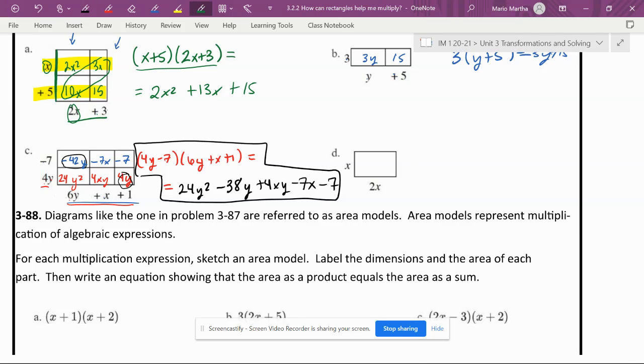And then part D should be a little bit easier for everybody. So that would be just x times x. Remember, you're just adding the exponents. So this would be just 2x squared, right? Or 2 times 2x.